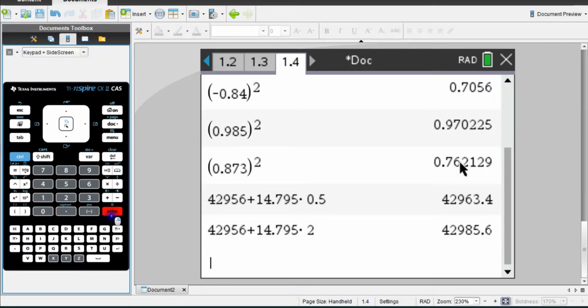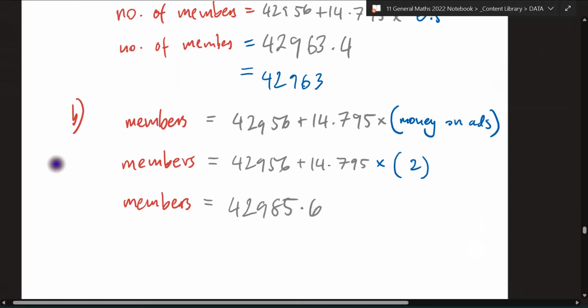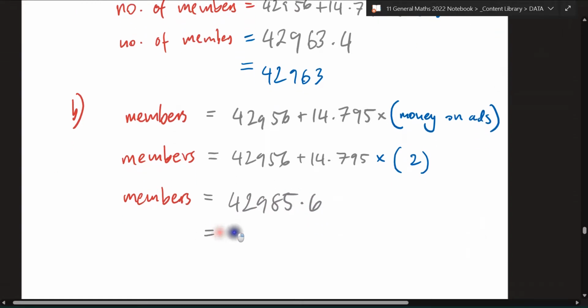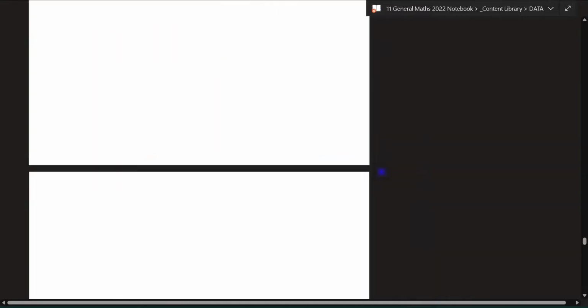That means they have 42985.6. And then round up to the nearest whole number, which is 42986.